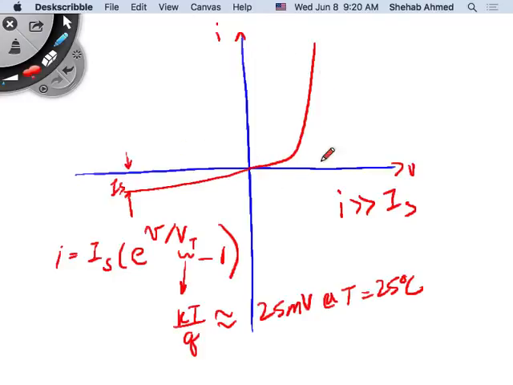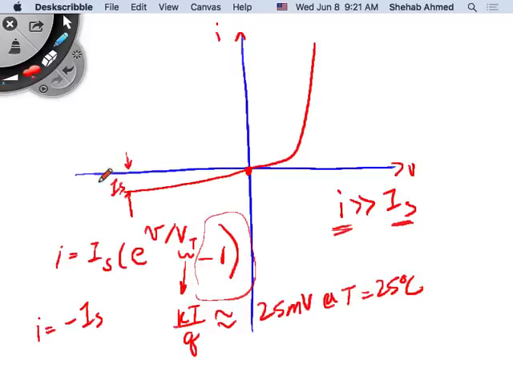If I know I'm operating in the forward region, meaning I is greater than the saturation current, the current is significantly greater than the saturation current, I can drop this one. Do we agree? This one was there to make I equal to minus Is in the case of V becoming 0 or less, right? e to the 0 is 1, 1 minus 1 is 0, that's this point here.